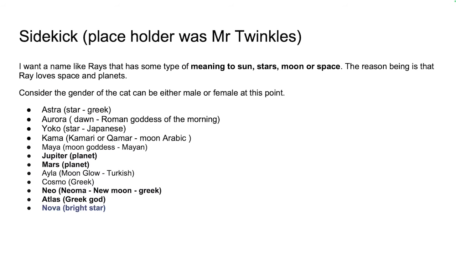So next up we have Ray's sidekick, formerly known as Mr. Twinkles. But due to the rewriting of the story, I changed a few things, and I was looking for names that represented something bright, like a star or the sun, or just something to do with planets or anything along those lines. And there were a few that I liked, but I ended up going with Nova, which I thought was quite cool.